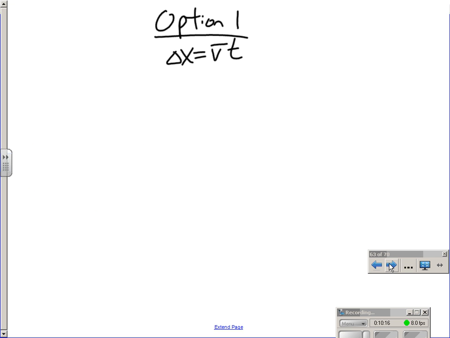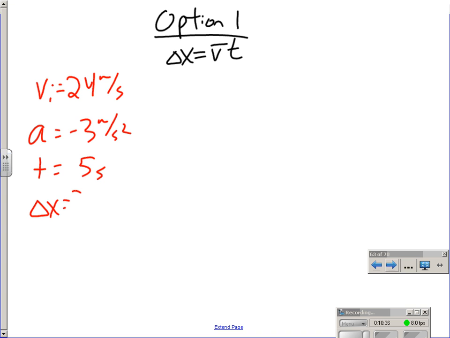So using option 1, this is going to be a pain in the neck. Look, because remember, what I know is my initial velocity was 24. My acceleration is -3 meters a second squared. My time is 5 seconds, and I'm looking for my displacement, right? So option 1 actually is not a good option here. Here's what we have to do. We've got to find our average velocity, right? But now we got to find our final velocity. So this actually becomes a 3-step problem.